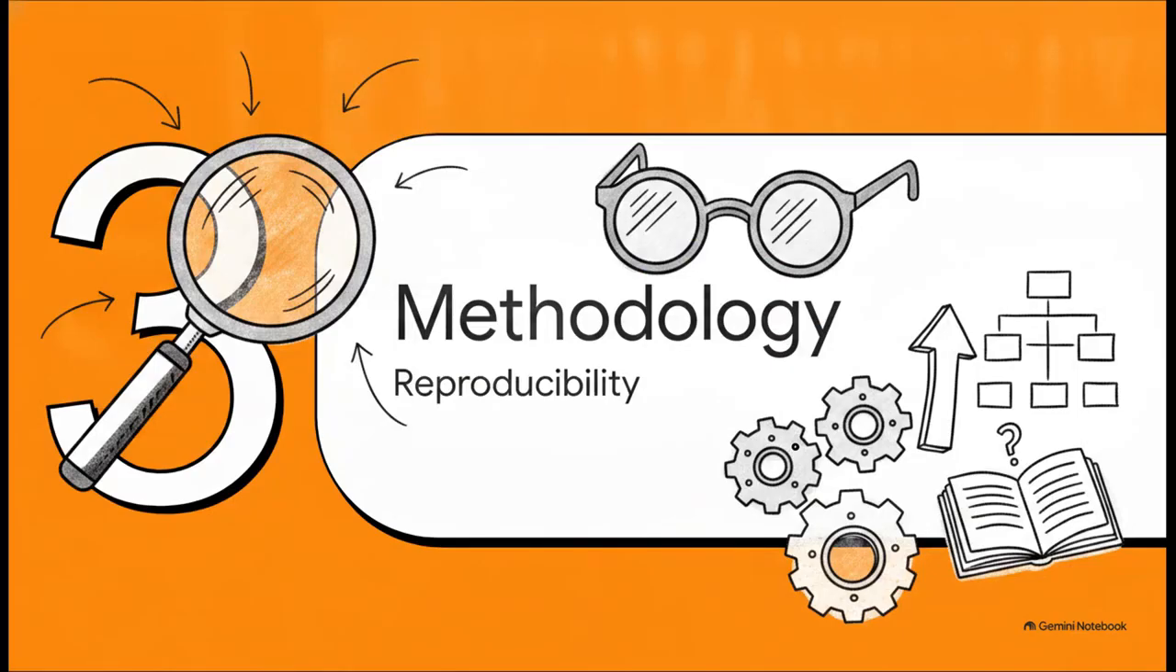Section 3, methodology. Designing for reproducibility. When you're writing this section, you've really got to put on the reviewer's lens. The sole question you should be asking yourself is, can another competent researcher read this and completely reproduce my study?